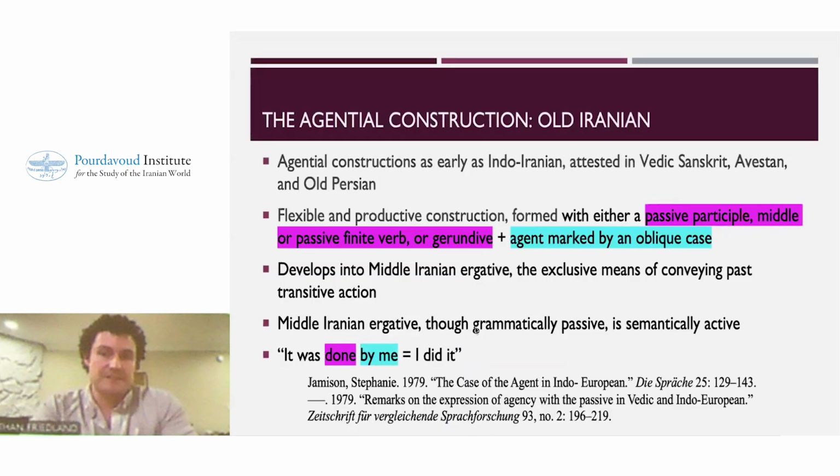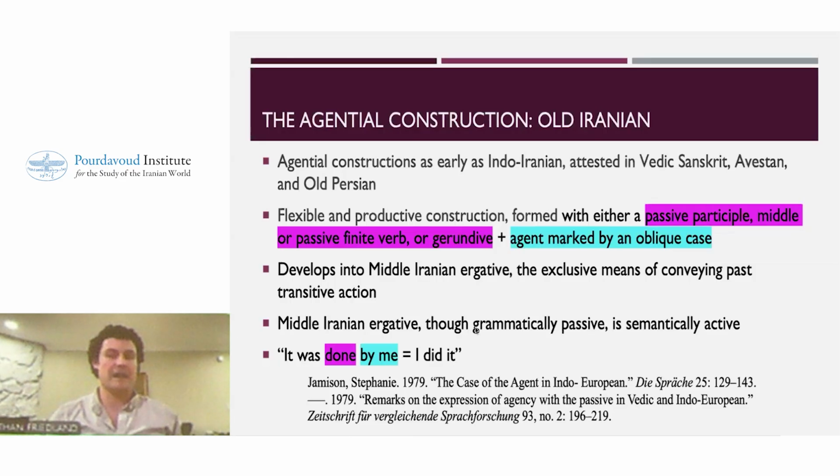By contrast, the agential construction is well attested in the earliest extant phases of the Indo-Iranian language group. The Indo-Iranian languages form the agential construction by combining a passive participle, a middle or passive finite verb, or gerundive with an agent marked by an oblique case. The past passive participle is by far the most common means of forming the agential, but it's not the only means. This construction is a frequent and grammatically regular feature of the Rig Veda and the Gathas, some of the oldest texts that we have, suggesting the antiquity of this phenomenon.